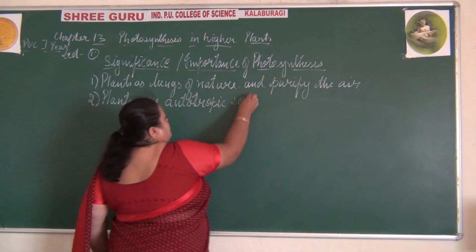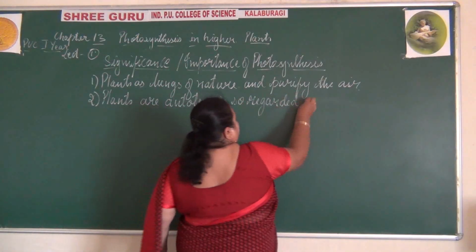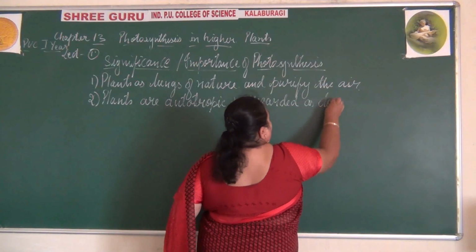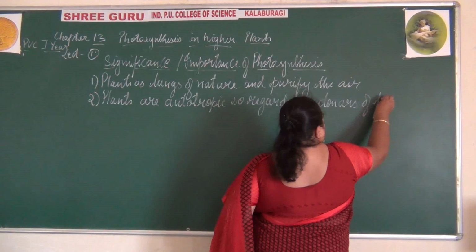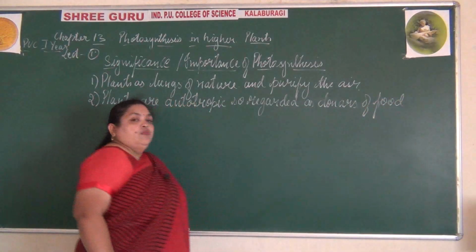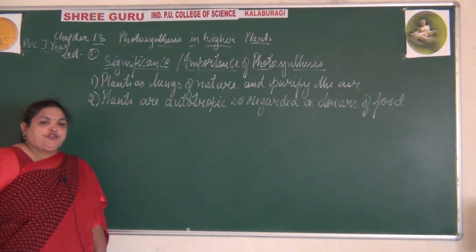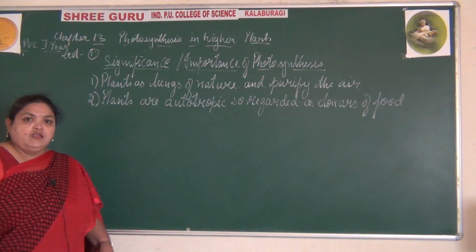So they are regarded as donors of food. Plants are autotrophic, so they are regarded as the donors of the food.